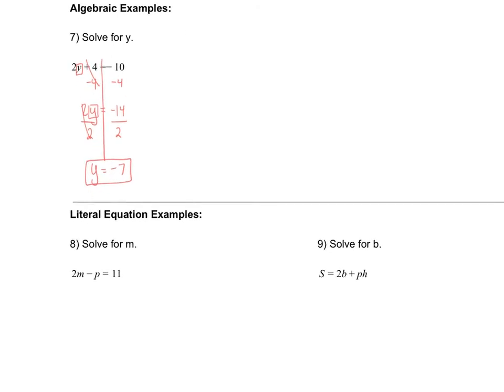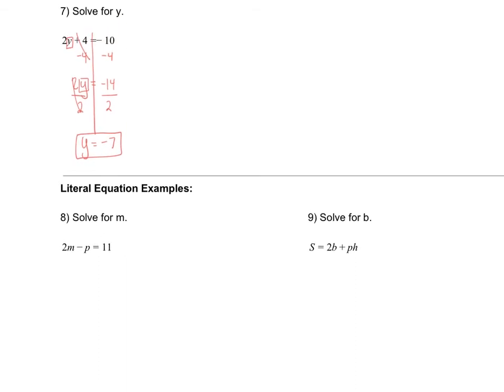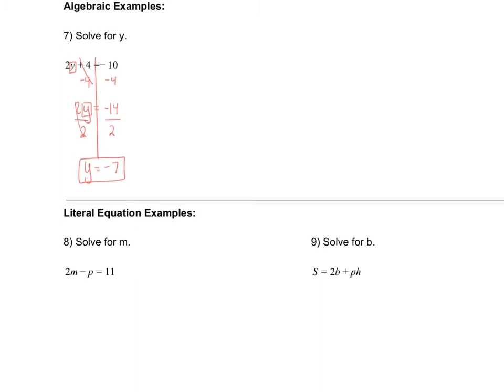I'm going to do the same thing when I have just letters, when I have these literal equations. So in number 8, it asks us to solve for m. So I'm going to leave example 7 up here so you can kind of look at it and use the same methods we've been using. So I want to solve for m. So the first thing I'm going to do is put my box around that m. That is what I'm trying to solve for.